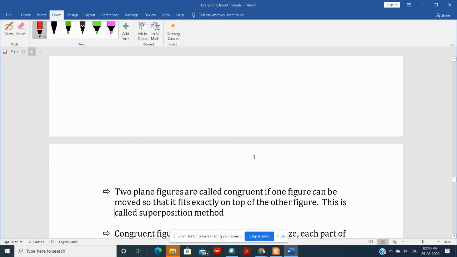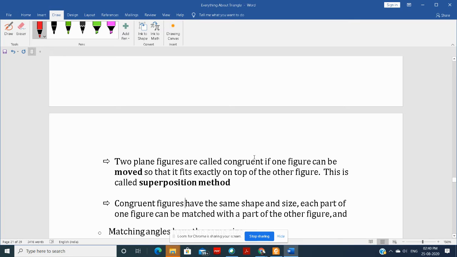So we can also say here that two plane figures are congruent if one figure can be moved so that it fits exactly on the top of the other figure. And this is called the superposition method. Because in this case, we are moving the other object in such a way that it gets overlapped on the first object. And they will definitely overlap each other because they have the same size and shape.